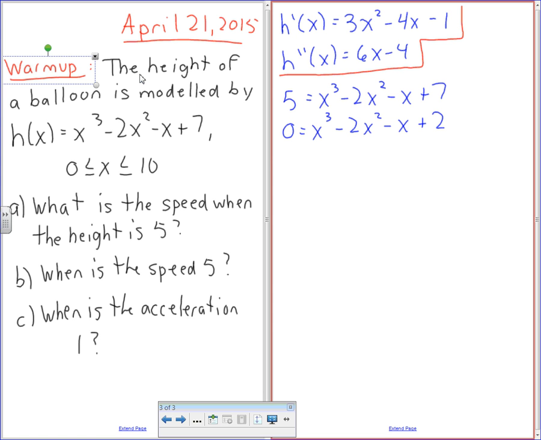I thought you plugged it into h prime. No, because they want, what's the speed when the height is 5? So we need to find the time when the height is 5. And once you've got the time, you sub it into h prime. So you have to find that answer first.